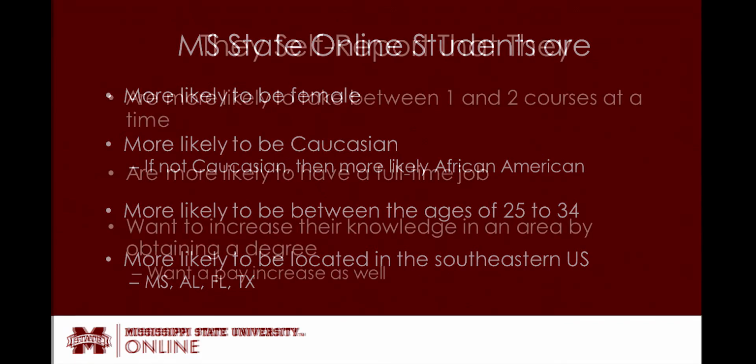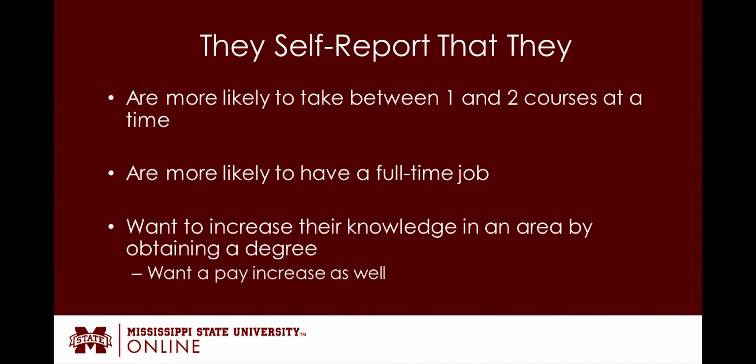Now, our students self-report that they are more likely to take between 1 and 2 courses at a time, so they're typically part-time students. They are more likely to have a full-time job, and this is self-reported at about 52%.